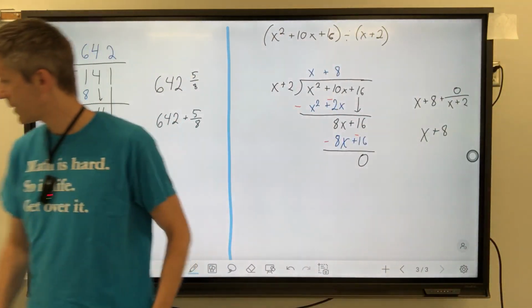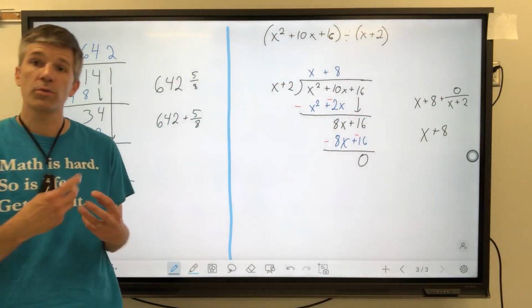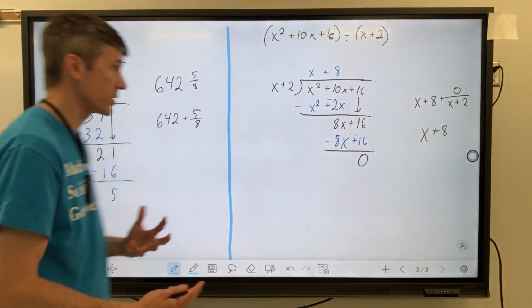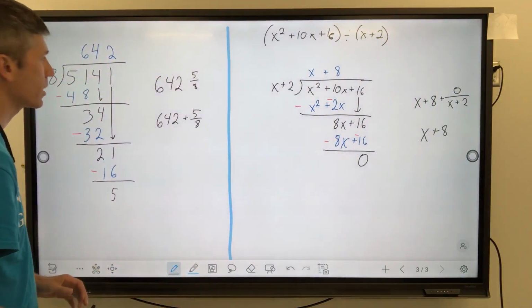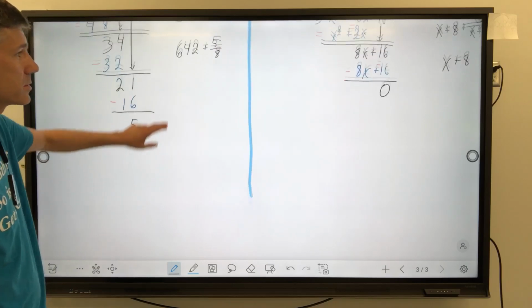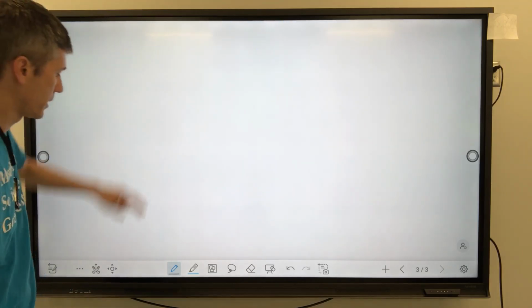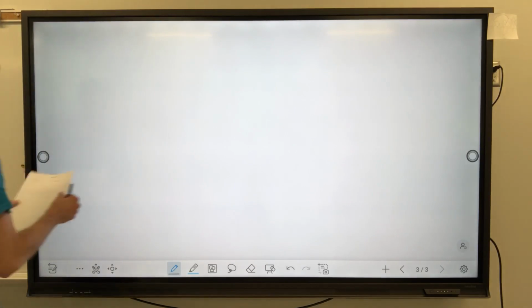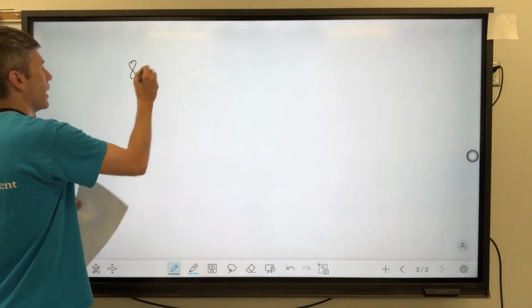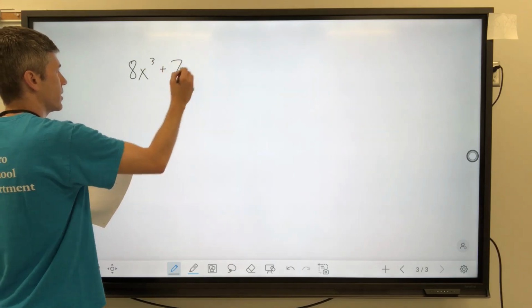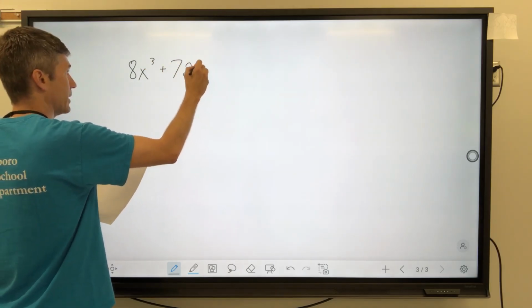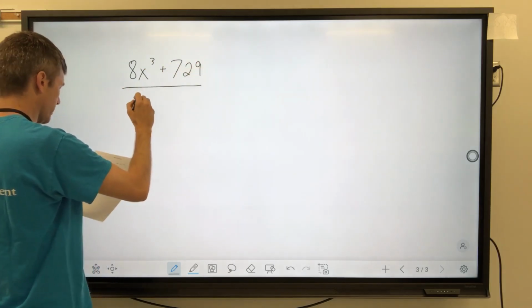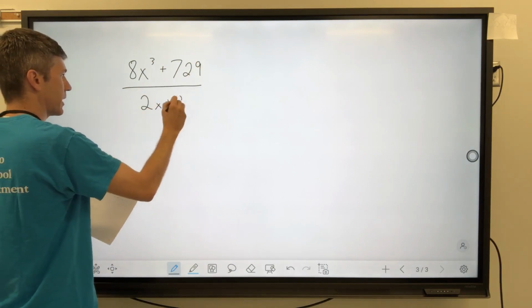Okay, that takes us through the first 2 long division problems. There's one more we're going to do where things get just a little bit trickier. Same kind of structure. And this problem is 8x cubed plus 729 over, this one's delicious, you're going to love it, 2x plus 9.